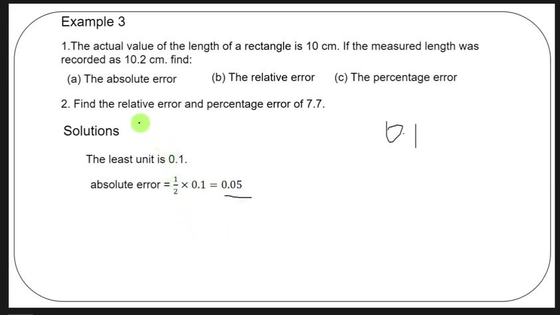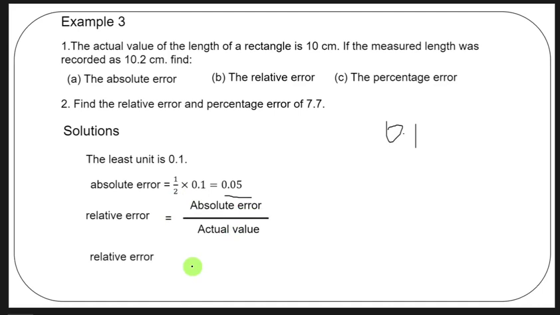Now to find the relative error, we said it is absolute error divided by actual value. So it equals the absolute error, which is 0.05, over the actual value, which is 7.7. When we divide, we get 0.006. All right, so we are done with this part.